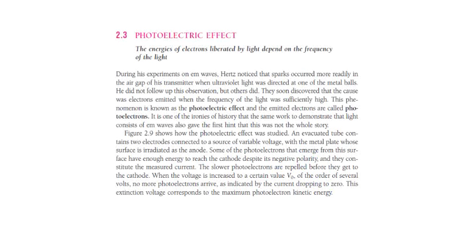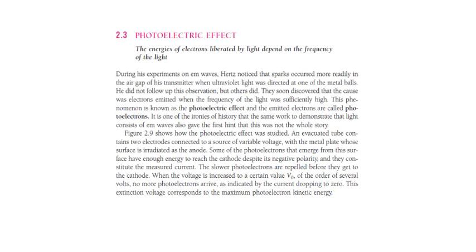It was during his experiments on electromagnetic waves that Hertz noticed that some sparks were flying in the air gap of his transmitter when ultraviolet radiation was incident on one of the metal balls. He was not much interested in this observation because he was doing some other experiment, but others who pursued it found that when light of sufficient frequency fell on metal balls, electrons were ejected from the metal surface. This phenomenon is called the photoelectric effect, and the emitted electrons are called photoelectrons.